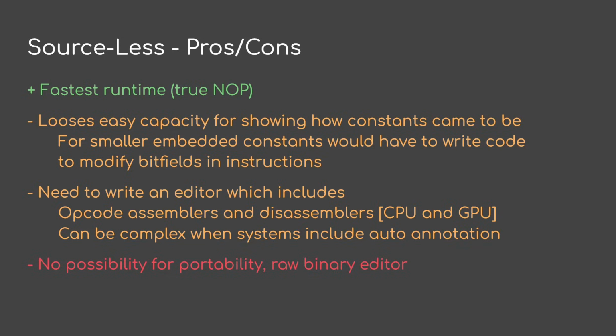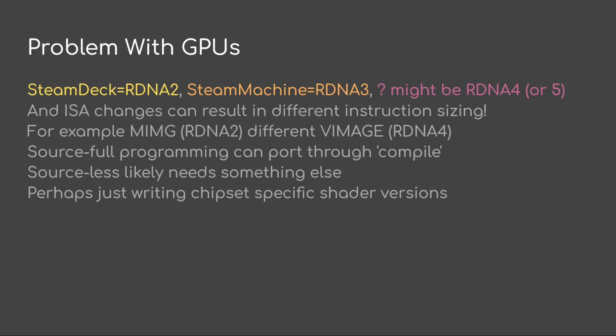And today we have a problem with GPUs. Steam Deck is RDNA 2, Steam Machine's RDNA 3, and who knows, the future may be RDNA 4 or 5 or 6. The problem with this is that when the ISA changes across those chipsets, that can result in different instruction sizing. So you can't just do simple source free. For example, MIMG in RDNA2 has a different size than VImage in RDNA4, and that's all due to the ISA changes. So if you do sourceful programming, you can port through a compile step. However, sourceless, you would need to do something else, and perhaps that is just rewriting chipset-specific versions of all the shaders, but that may be something that you don't want to do.